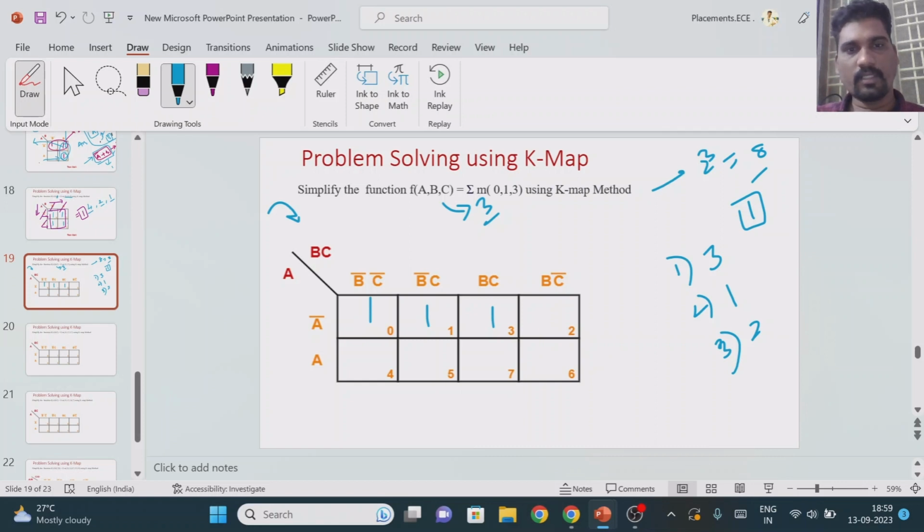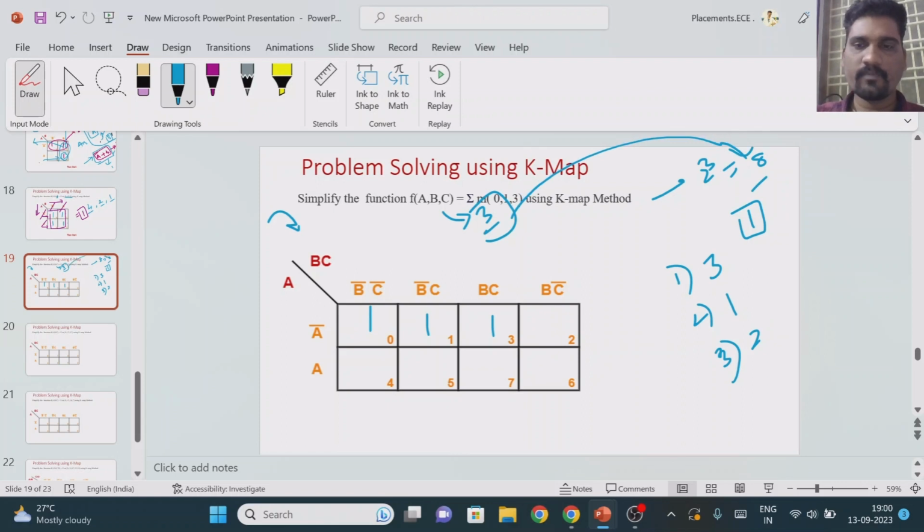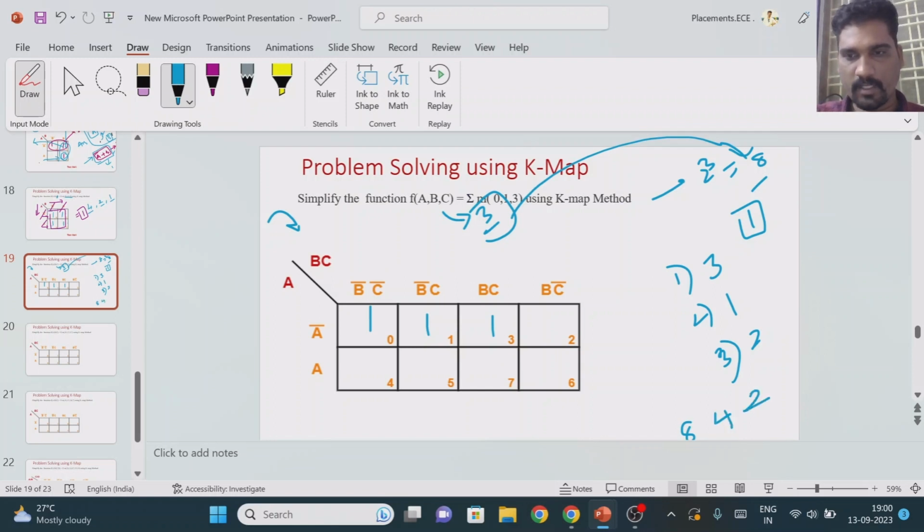I hope you have done the answer. Now we'll see the correct answer. As per the K-map, we need to group as many ones as possible. What is the first priority? The total number of cells in a 3 variable K-map is 8, so we first try to group 8 ones. If not possible, then go for 4 ones. If not possible, 2 ones, and at least a single one.